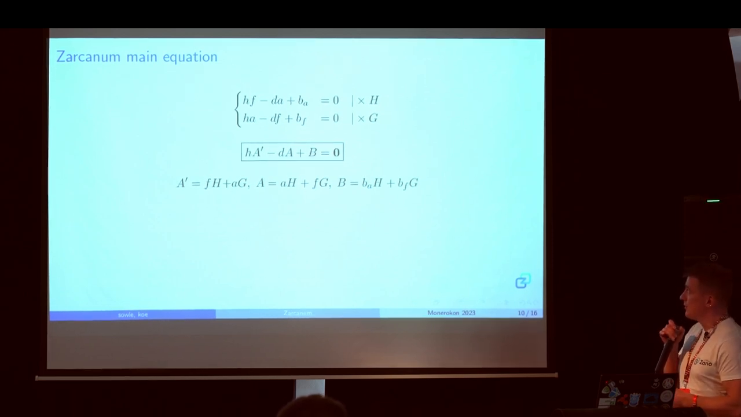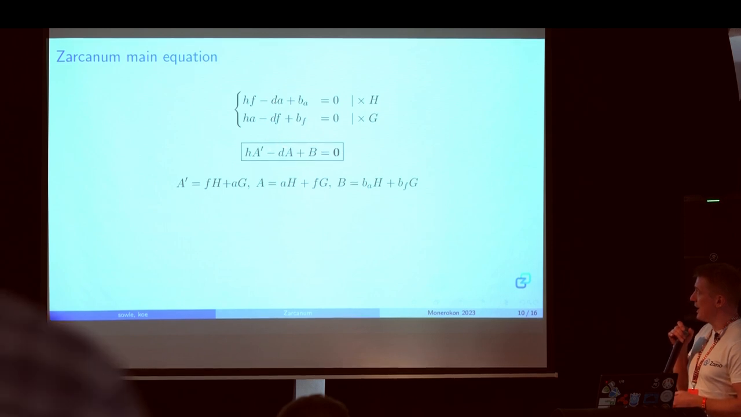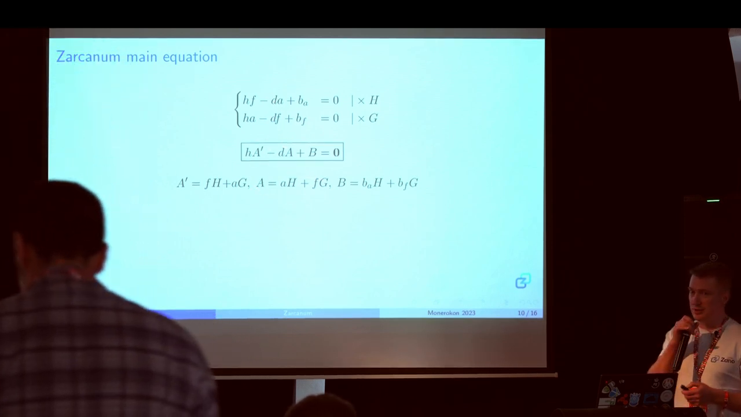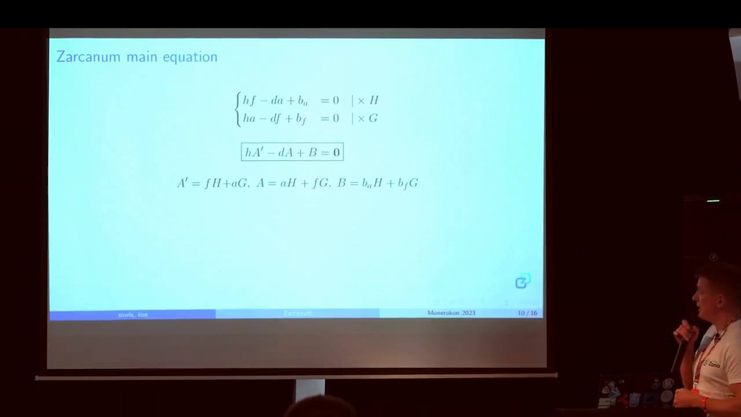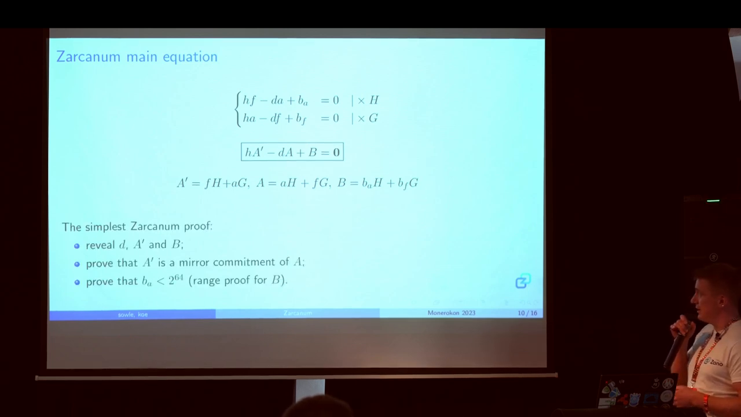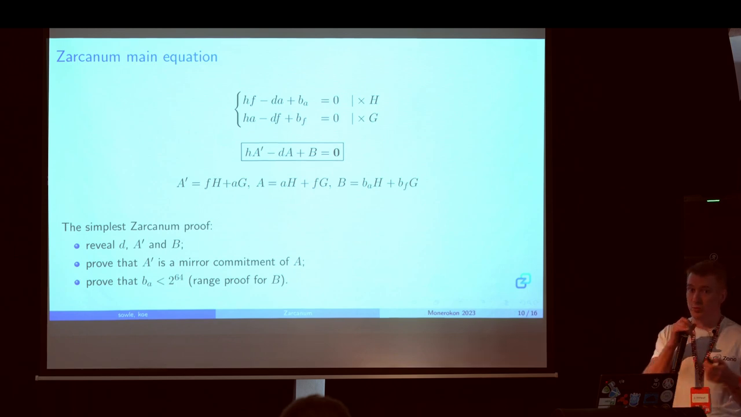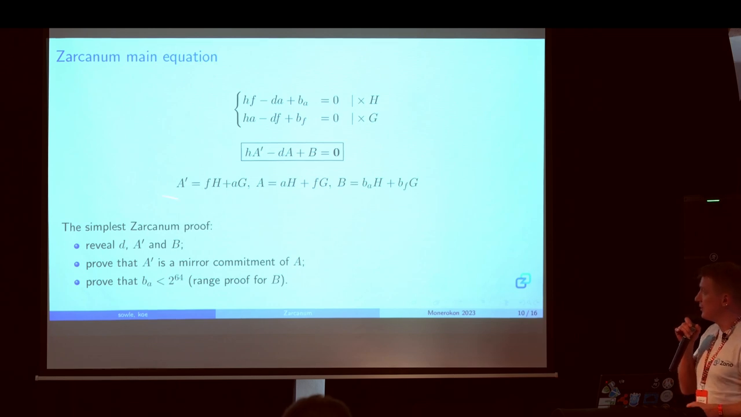So what we have here, F and A fall down to point A prime, shown over there. A and F fall down to point A, shown there. And this is our original amount commitment from the UTXO that is being staked. And here BA and BF fall down to point B, shown over there. And actually this allows us to make the simplest Zarcanum proof. So what we need to do is to reveal scalar D. We need to reveal this mirror commitment A prime and point B that is used for the range proof.